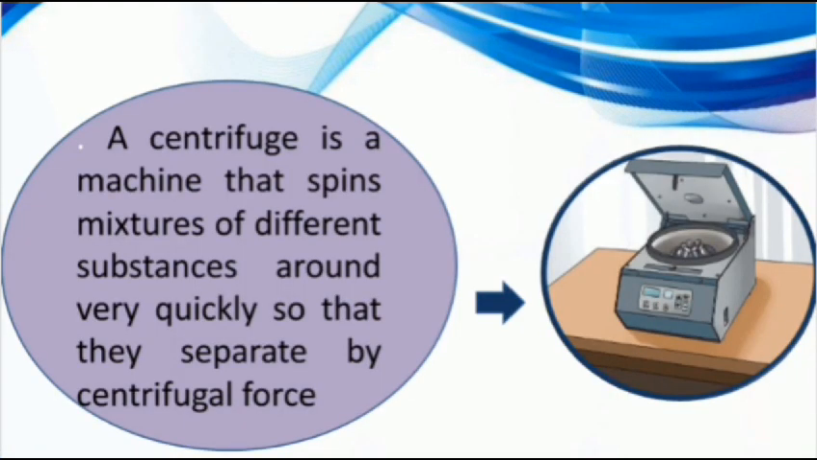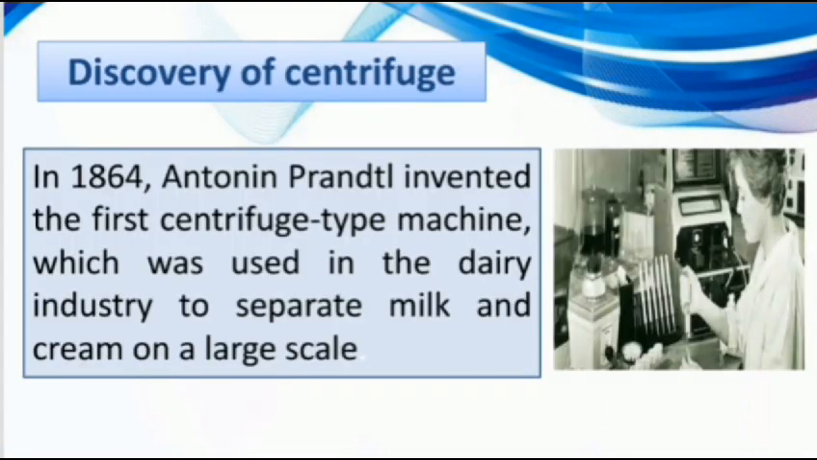This process is performed by a machine called a centrifuge machine that spins the mixture of different substances at a very high rate by the centrifugal force. Discovery of centrifuge. In 1864, Antonin Prandtl invented the first centrifuge type machine which was used in the dairy industry to separate milk and cream on a large scale. Many different scientists use this machine in their laboratories, and nowadays it is present in many forms like ultracentrifuge, microcentrifuge, etc., and it is used in many important practices.